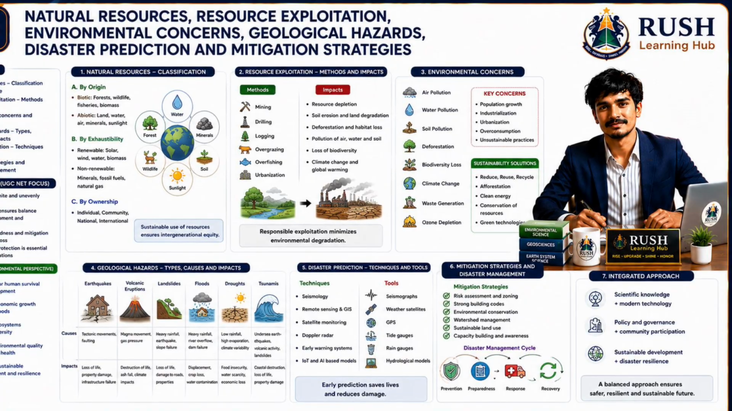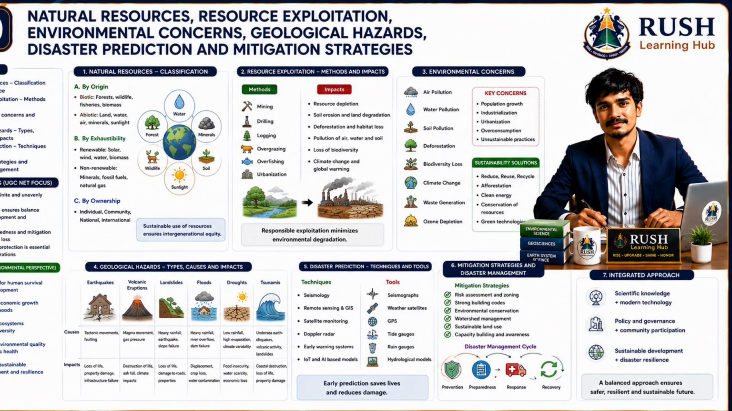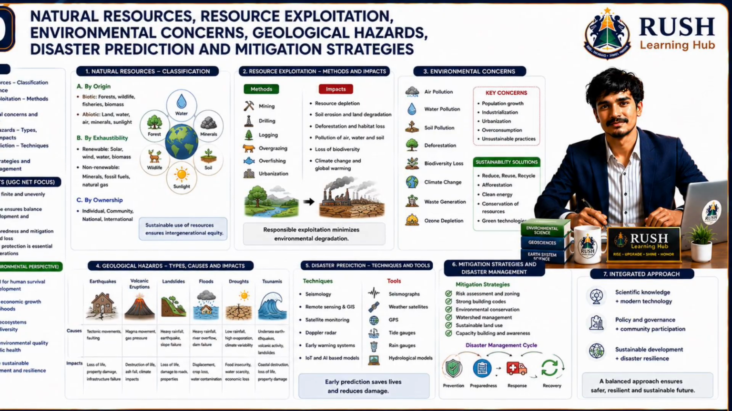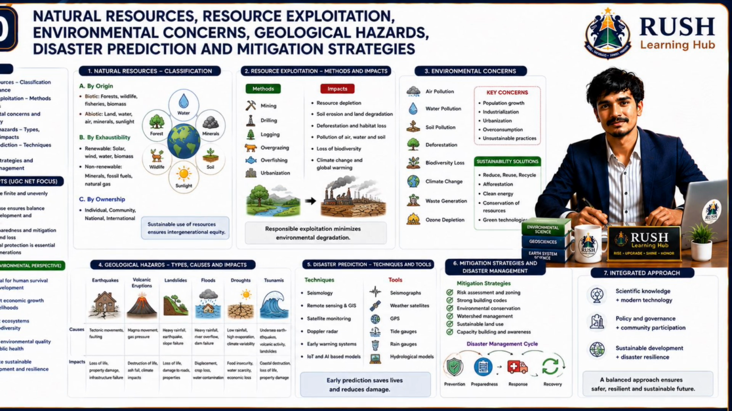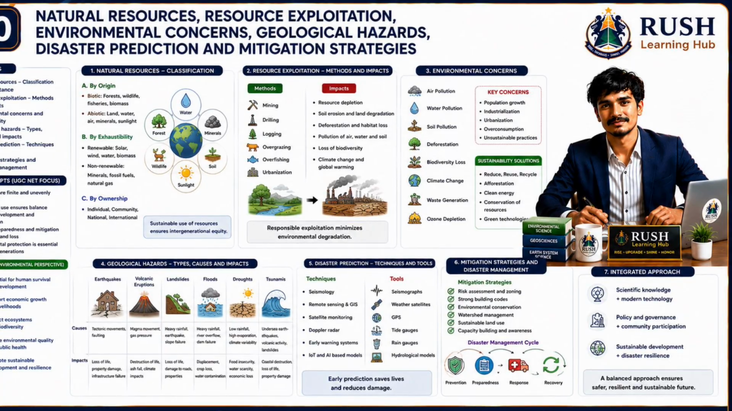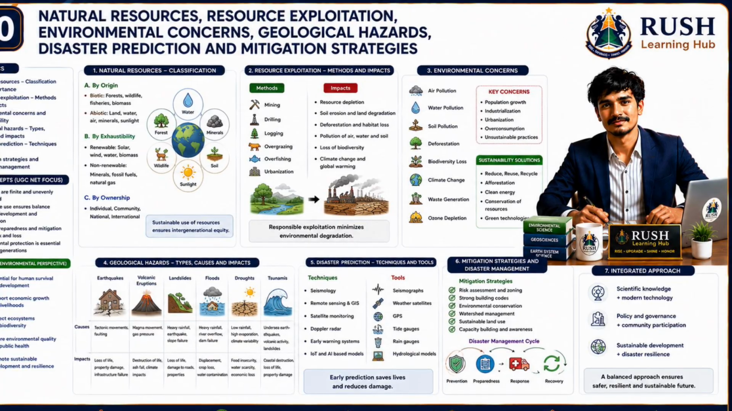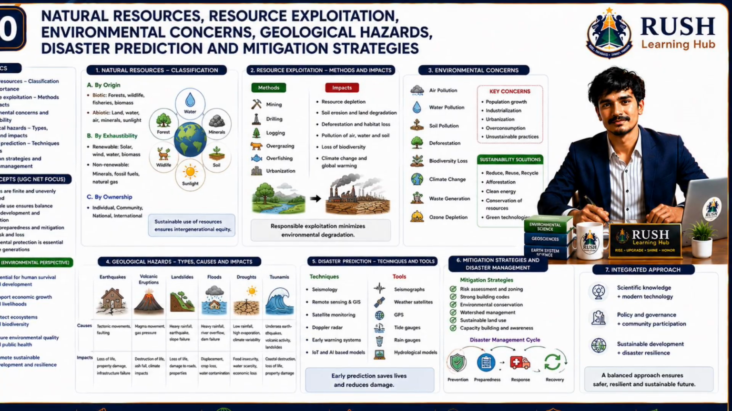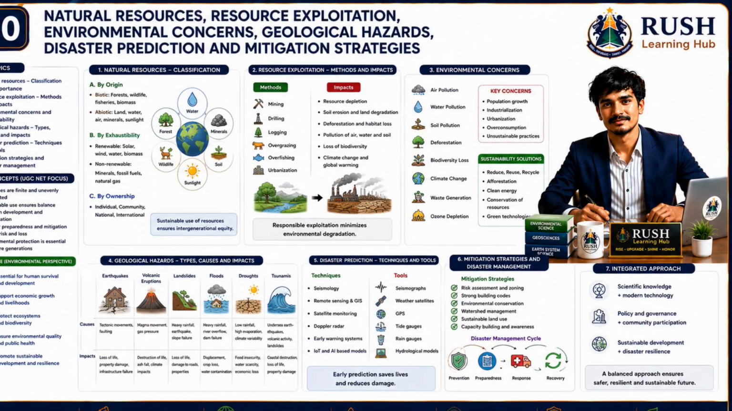Renewable resources are replenished naturally over time and include solar energy, wind energy, water resources, forests, and biomass. Non-renewable resources are finite and require millions of years for their formation. Examples include coal, petroleum, natural gas, and mineral deposits. Resource exploration refers to the process of locating and evaluating natural resources using geological, geophysical, and geochemical techniques. Resource exploitation involves extraction and utilization of these resources for industrial and economic development.